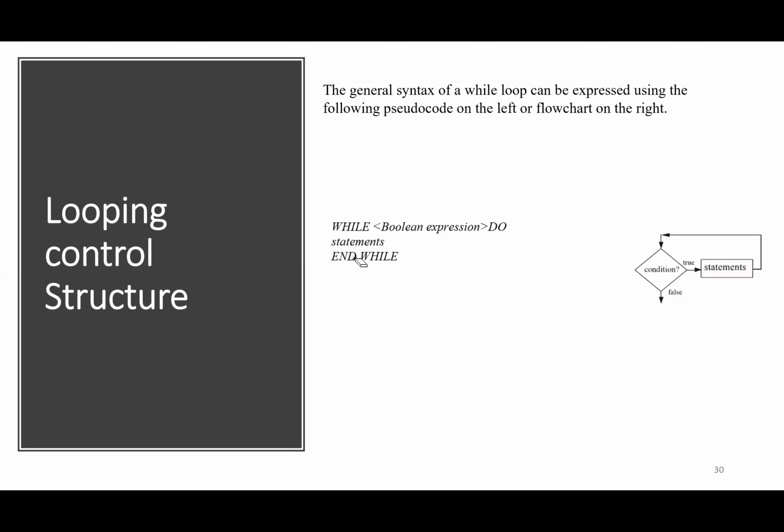And the flowchart will check the condition. So the initial value will be out here. We have the initial value, then we check a condition. If the condition is true, it's going to repeat. It will repeat until the condition becomes false, then it goes to the rest of the program.